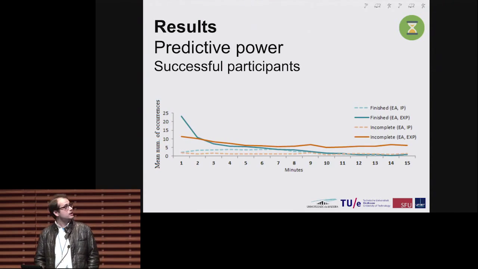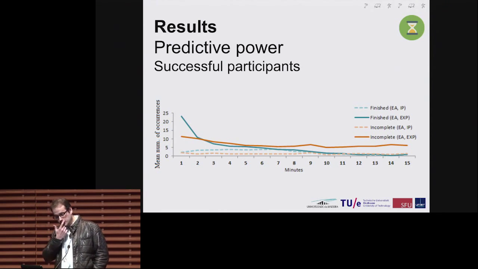Lastly, we assessed the framework's predictive power by comparing successful participants, those who finished the puzzle in less than 15 minutes, and participants who didn't manage to solve the puzzle in time. We focused on the epistemic actions performed in the first minute of the task because work on spatial problems has led us to believe this is a good place to look for these kinds of actions.